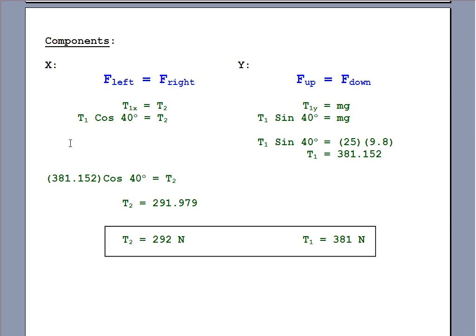And I'm done. I've found the answer. Rope 2, 292 newtons. Rope 1, it's got a little more tension in it. Hopefully it's a good strong rope. It has 381 newtons. So that's the component method. Not our favorite. We'll do it when we have to, and we actually didn't have to in this story. We could have just done this all at once with vectors.